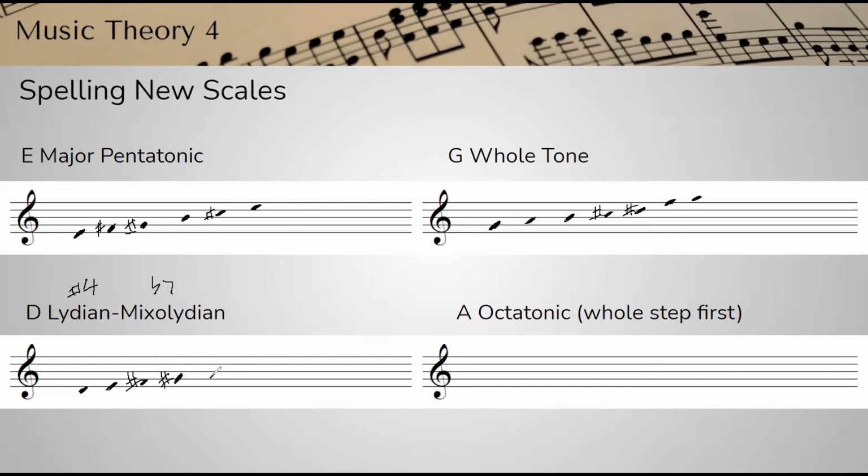Then we have our 5th degree A, then our 6th degree B, and then we have our lowered 7th degree. It should be a C sharp in the key of D major, but we need to lower that by a half step, so I'll put a courtesy C natural there, and then end on D. So there's our D Lydian Mixolydian scale, also known as D Lydian dominant.